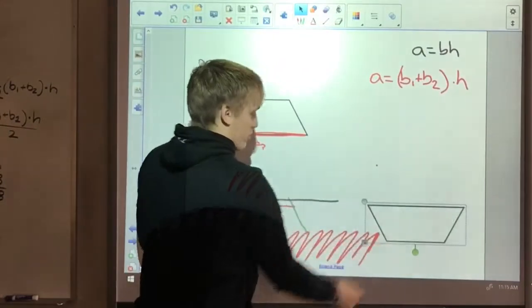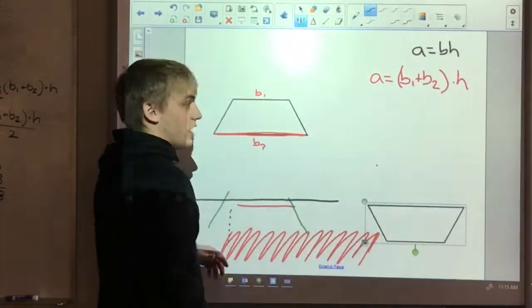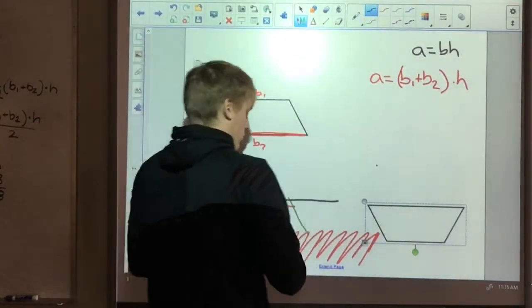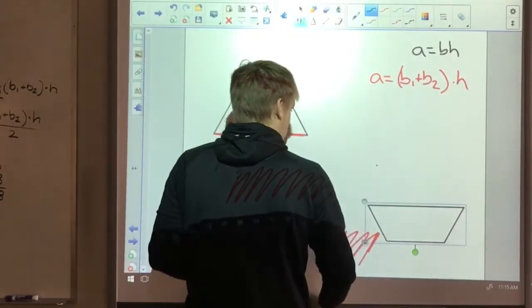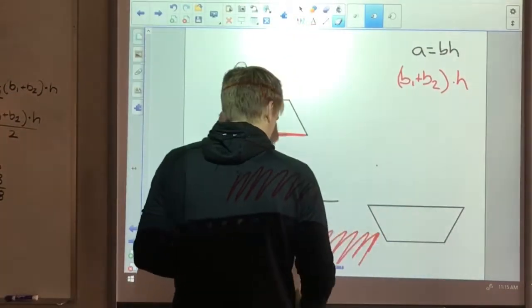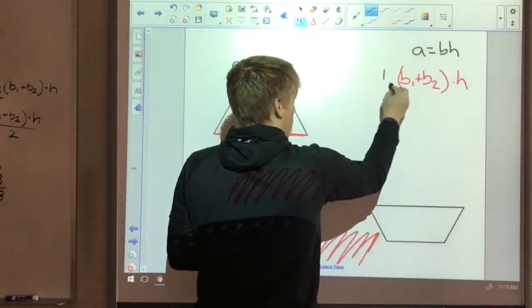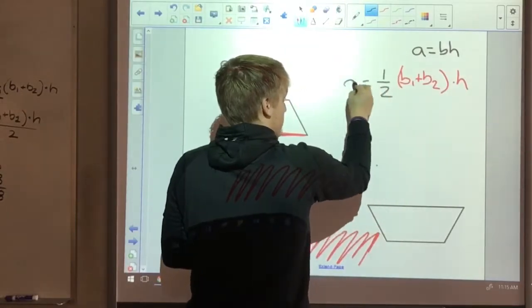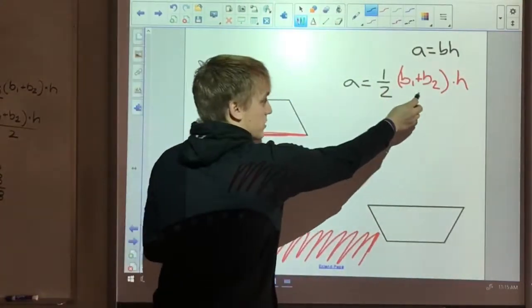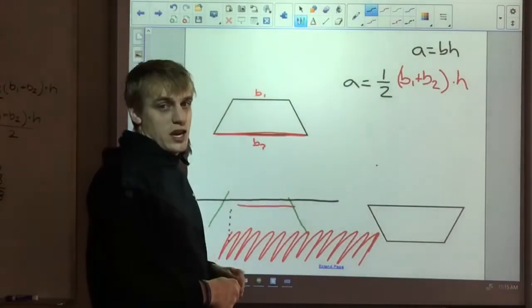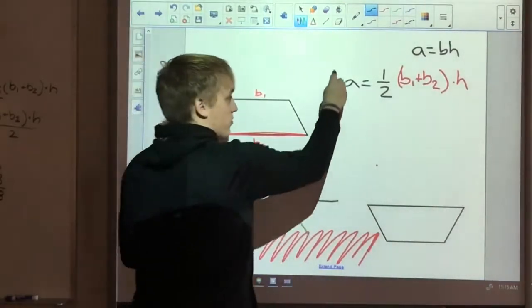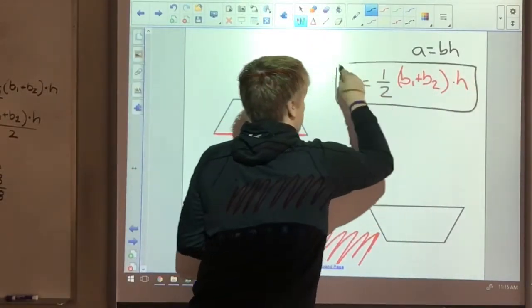Trapezoids are half of the parallelogram. So just like a triangle formula, we're going to stick in front, we're going to do 1/2 times base 1 plus base 2 times height. And this is the formula for a trapezoid.